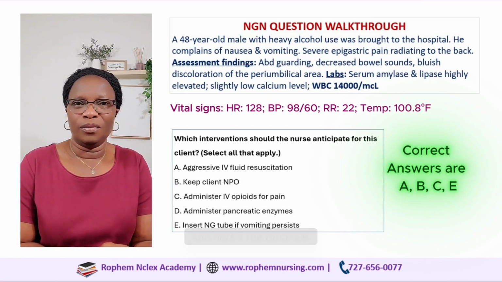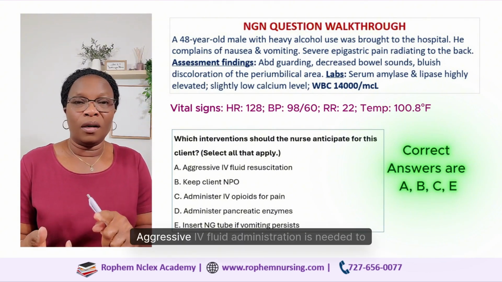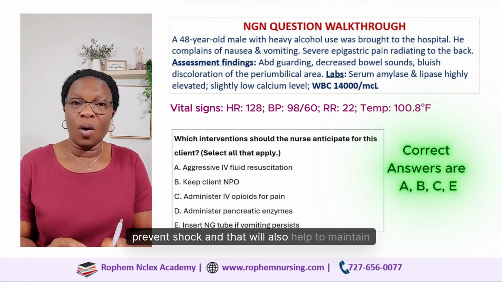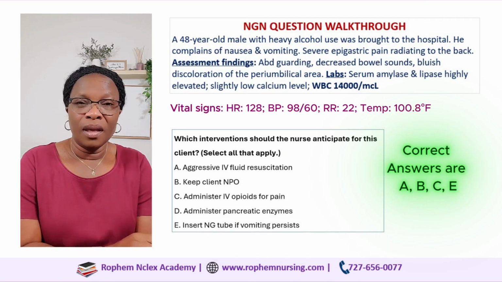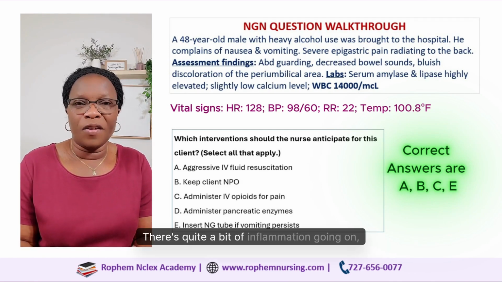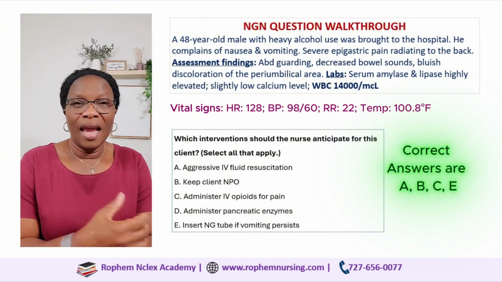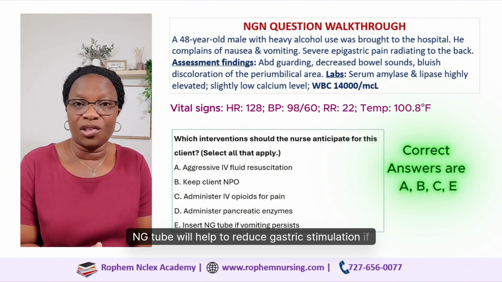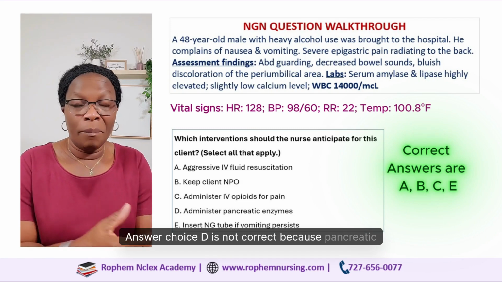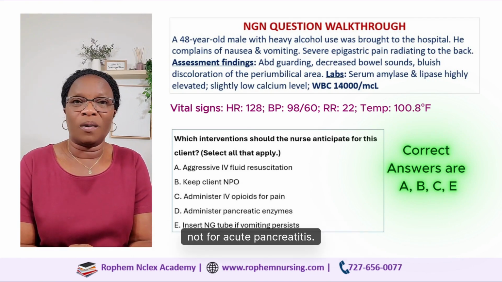And here's the rationale. Our patient is at risk for hypovolemic shock. So here are the solutions. Aggressive IV fluid administration is needed to prevent shock, and that will also help to maintain perfusion. Keeping him NPO will allow the pancreas to rest. There's quite a bit of inflammation going on, so opioids are appropriate for severe pain. NG tube will help to reduce gastric stimulation if the patient is vomiting. Answer choice D is not correct because pancreatic enzymes are used in chronic pancreatitis, not for acute pancreatitis.